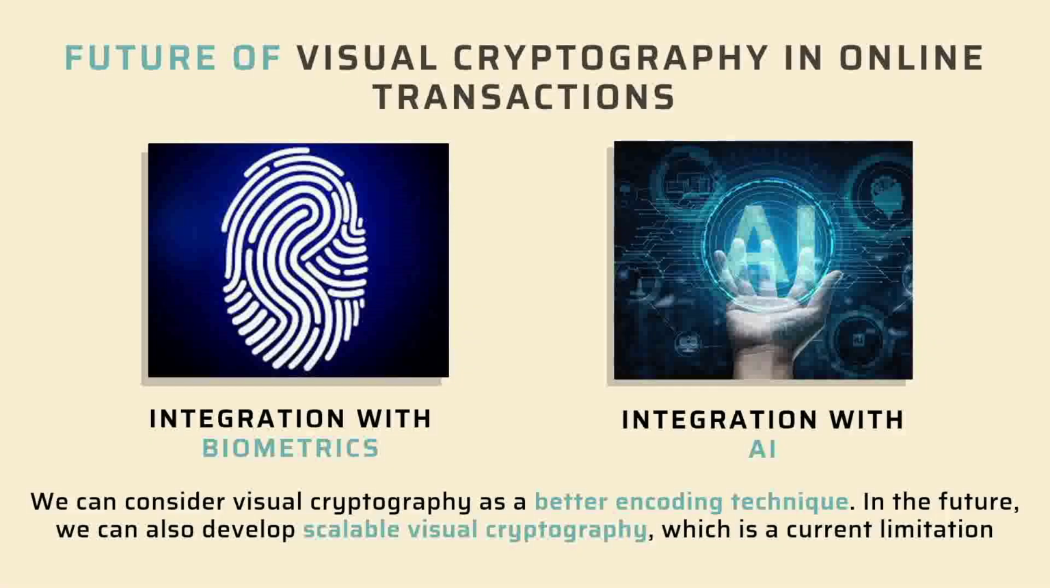Secondly, we can also integrate it with AI. One way to integrate it with artificial intelligence is to use machine learning algorithms to generate the encryption keys. These algorithms can learn from a large amount of data to create more complex and secure encryption keys, making it more difficult for unauthorized parties to decrypt the image. Thus, this will increase the overall level of encryption and hence increase the security.